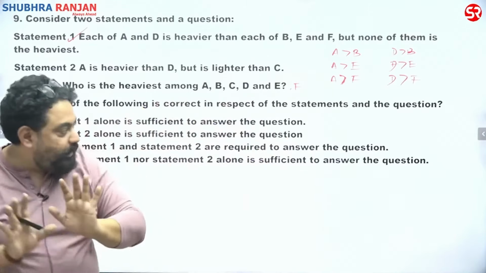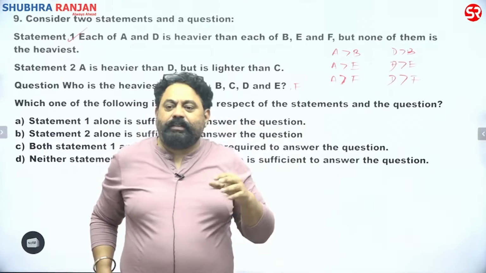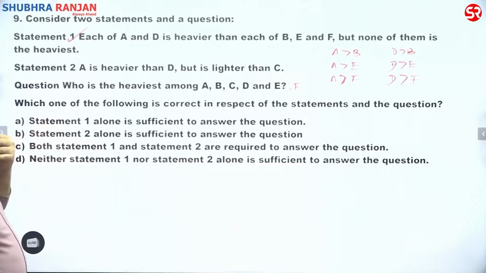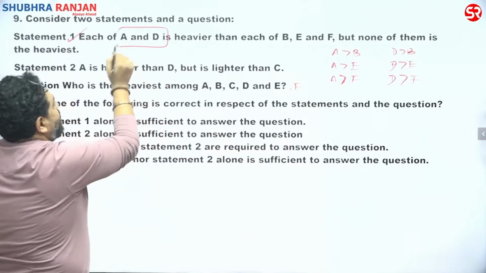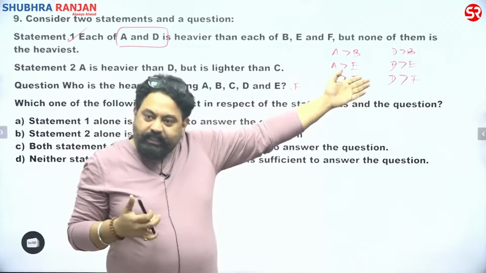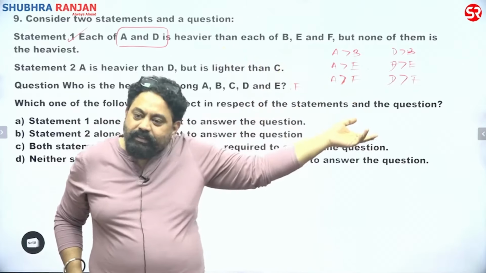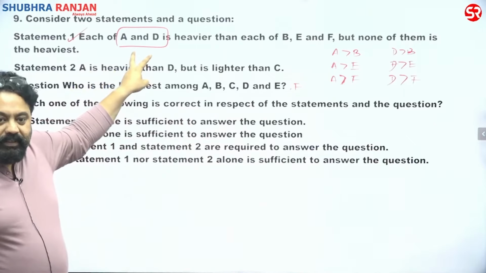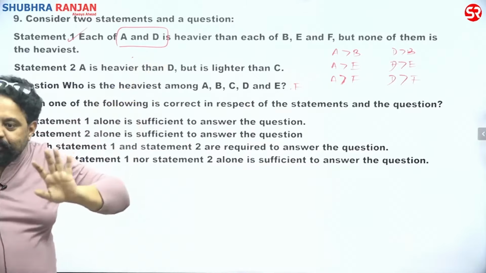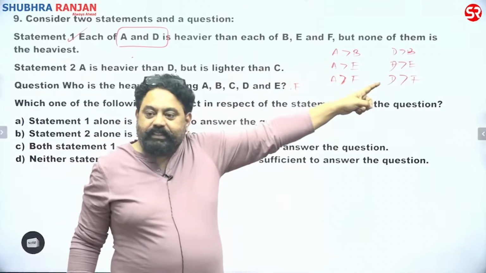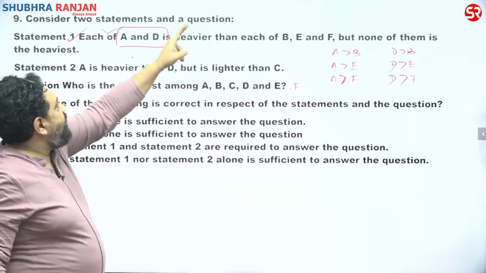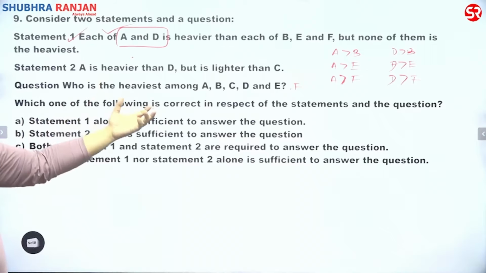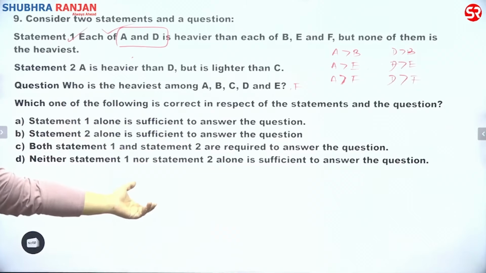None of them is heaviest, which means, listen, A and D is heavier than each of them, but none of them means neither of these two is the heaviest. This is heavier than these, this is heavier than these, but this is not the heaviest, then who remains heavy? C, that's it. The answer is coming from the first statement. None of them means A and D, he is talking about two, A and D. It started in the context of A and D, but none of them is the heaviest. So definitely C is heaviest. I am right, I am saying it absolutely correctly.